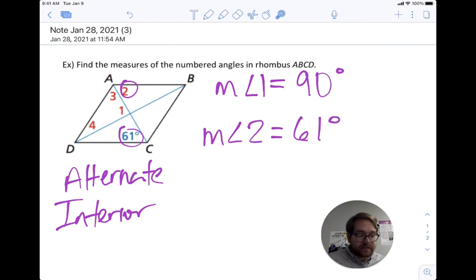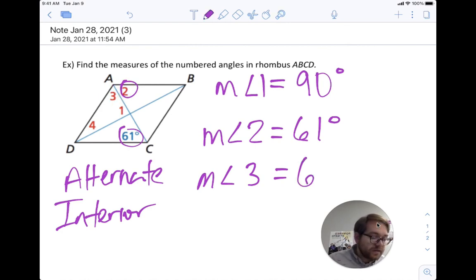Now let's look at angle 3 next. The measure of angle 3, if you notice, is half of this angle right here at A, because this diagonal is bisecting this angle. How do I know that? Because that's a property of a rhombus. The diagonals bisect the opposite angles. So if this diagonal is bisecting this angle right here, and angle 2 is 61, then angle 3 also is going to be 61 degrees, because that's what bisect means. It cuts it in half. So this angle over here is the same as this angle over here.